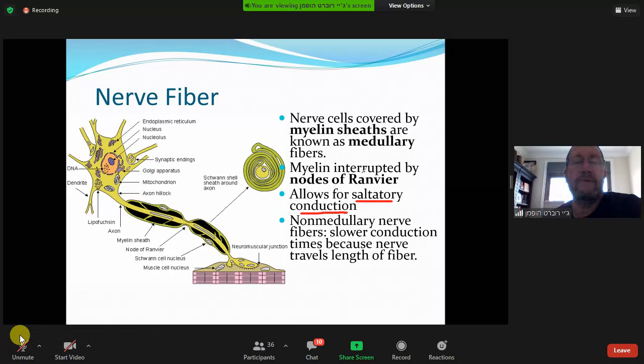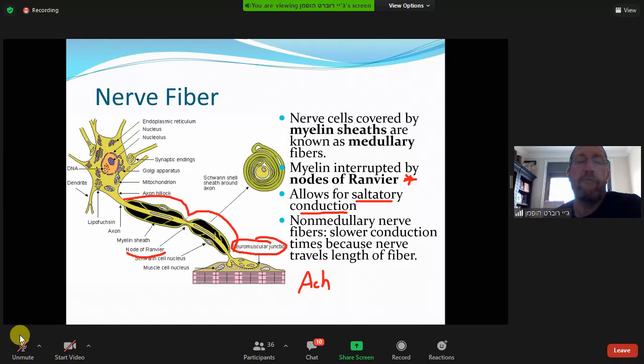And why it happens is because of these nodes of Ranvier. So as you can see, here's a node of Ranvier between each myelin sheath. And what happens is the impulse jumps from node of Ranvier to node of Ranvier, the length of the nerve. We finally get to the neuromuscular junction, where the action potential causes a release of acetylcholine, which is a neurotransmitter that actually causes the stimulus to the motor unit.